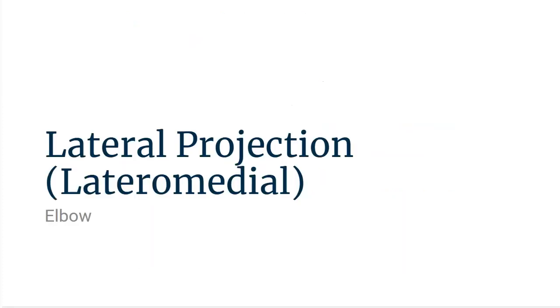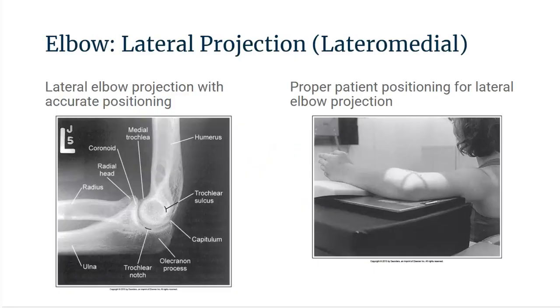Now let's move on to the lateral projection of the elbow. Image analysis guidelines for the lateral elbow projection state that the elbow should be flexed at a 90-degree angle. The humerus should demonstrate 3 concentric arcs, which are formed by the trochlear sulcus, the capitulum, and medial trochlea.